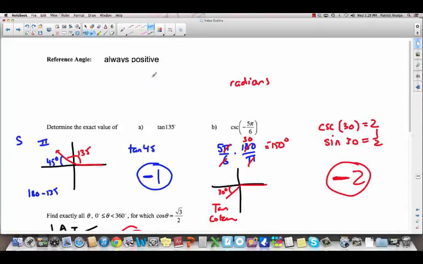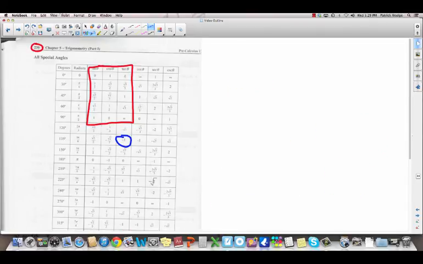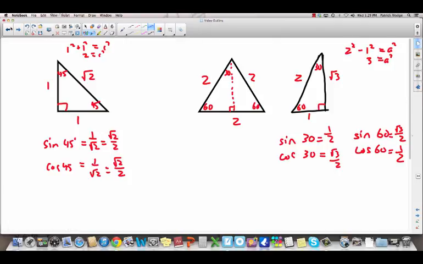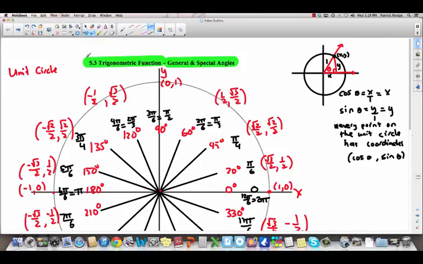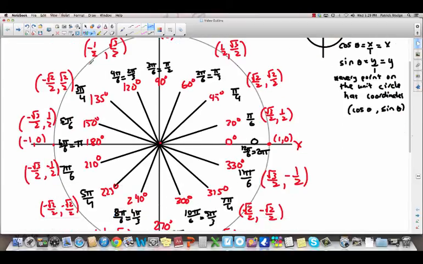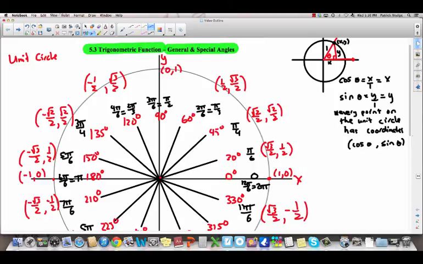Alright, lots of memorizing to do, everyone. If you like this method, this is kind of what I like actually. I just memorize this red rectangle, or you can memorize this if that helps you with the 30, 60, 45s, or you can memorize the unit circle. You got lots of options, but you got to do some memorizing. Okay, take care.